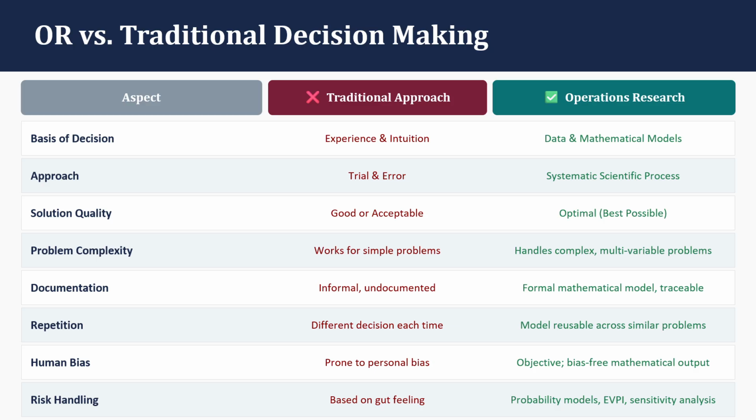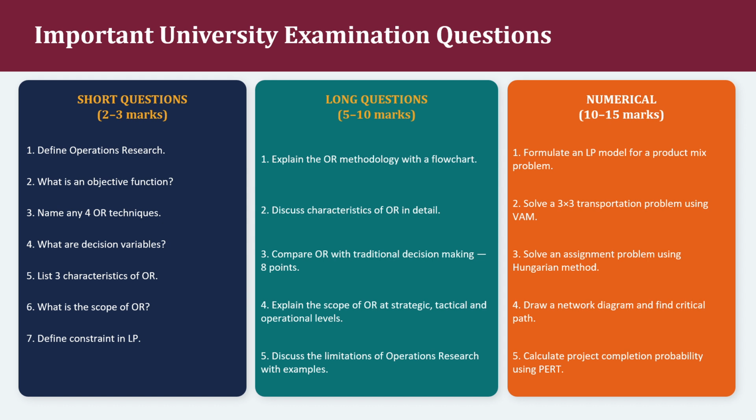Traditional decision making often depends on experience and intuition, whereas OR relies on data, models, and analysis. In modern organizations, both are important. Managers use OR to support their judgment and make informed decisions. From the examination perspective, I strongly recommend preparing the definition, characteristics, methodology, applications, advantages, and limitations of OR. These are among the most frequently asked questions in the exam.